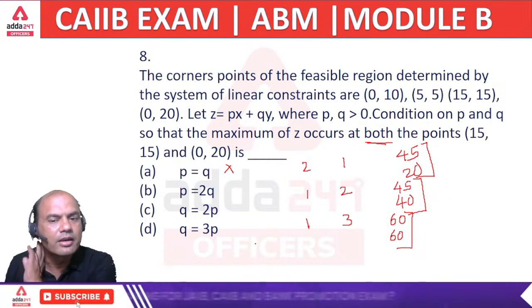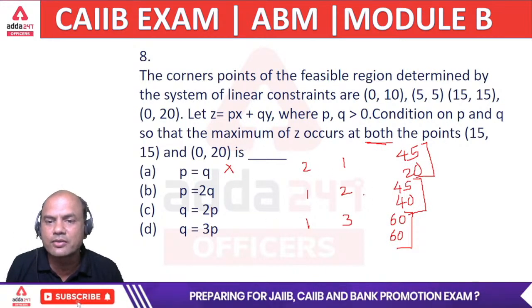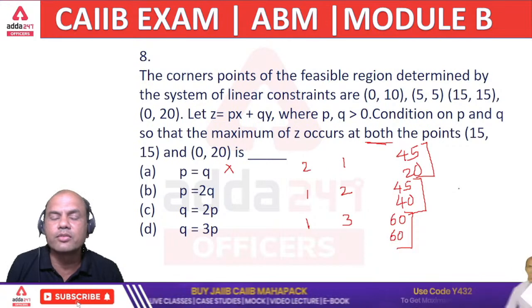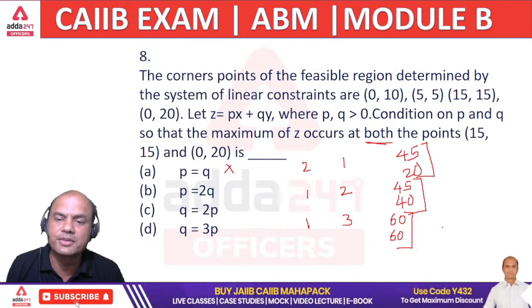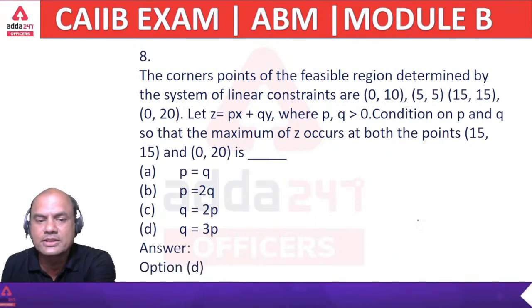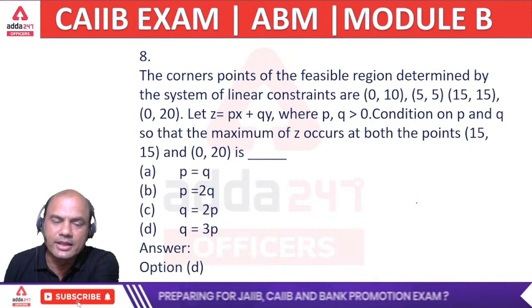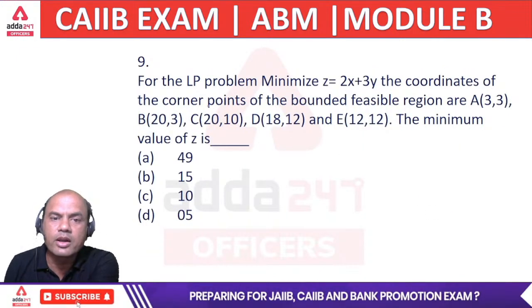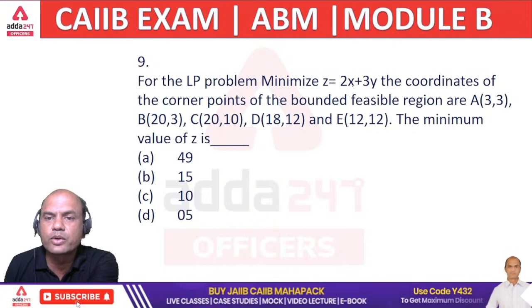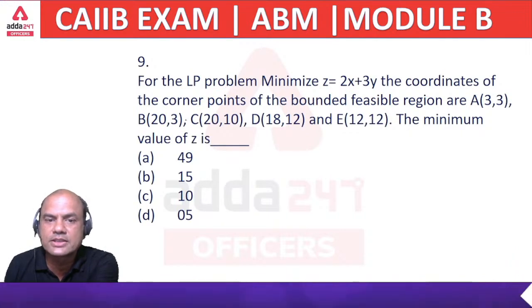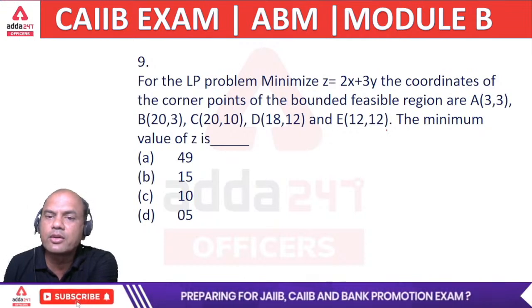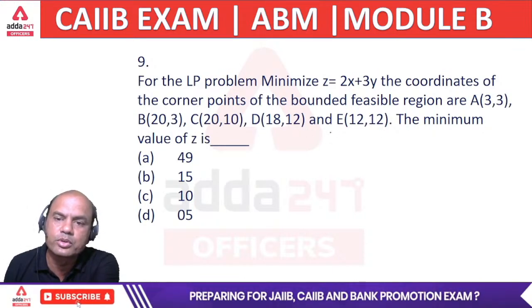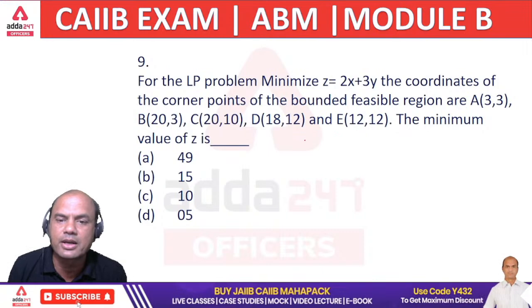See over here. Again, try this problem yourself. Okay? Always try the problems yourself. There is no one else who will help you in the exam. Okay? Next one. For an LPP, Z equals 2x plus 3y, the coordinates of the corner points of the bounded region are this. The minimum value of Z is, now this is up to you to solve because it is the same problem repeated.